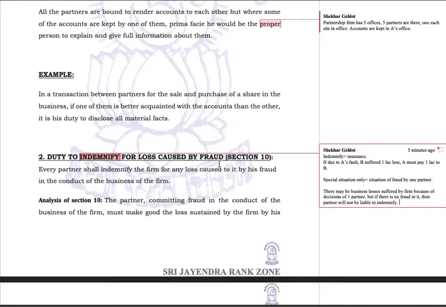They can get it back from the partner due to whom such loss is caused. Every partner must indemnify the firm for any loss caused to it by his fraud in the conduct of business of the firm. Now the law, Section 10, says every partner shall indemnify.